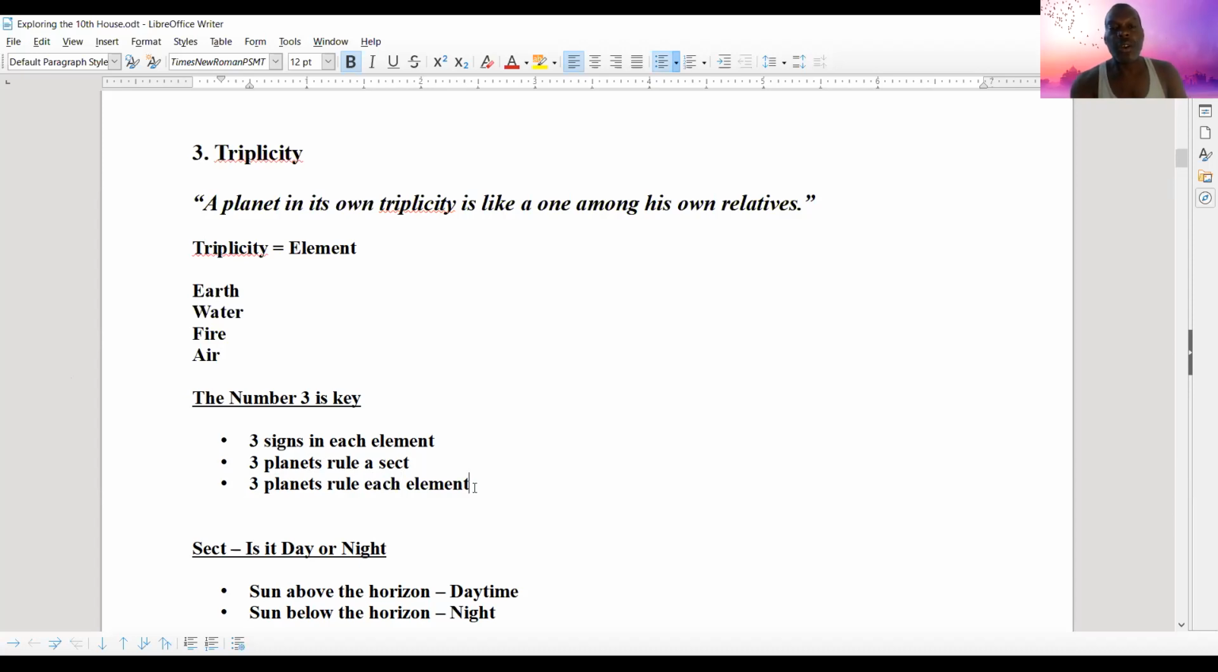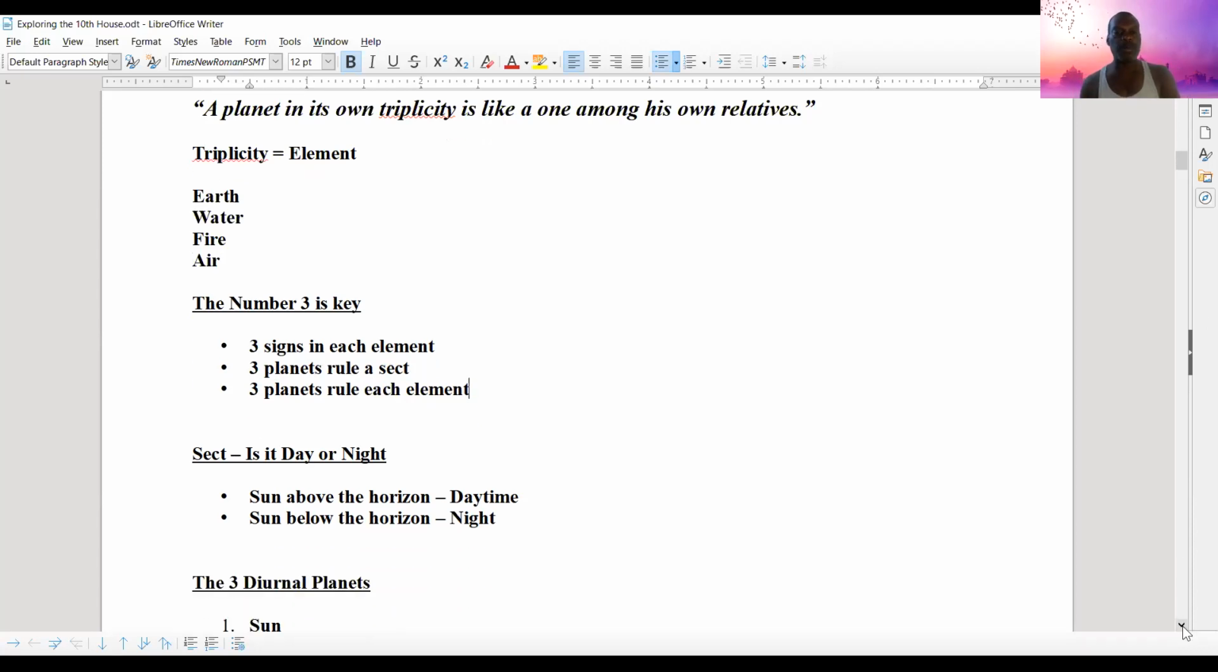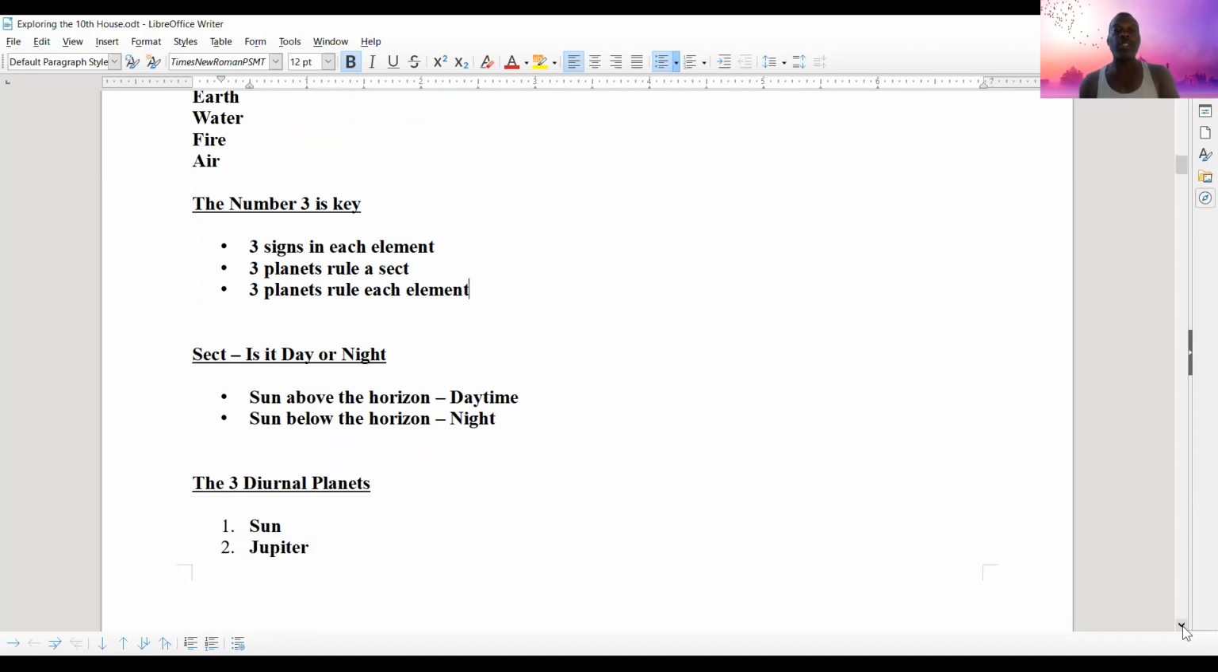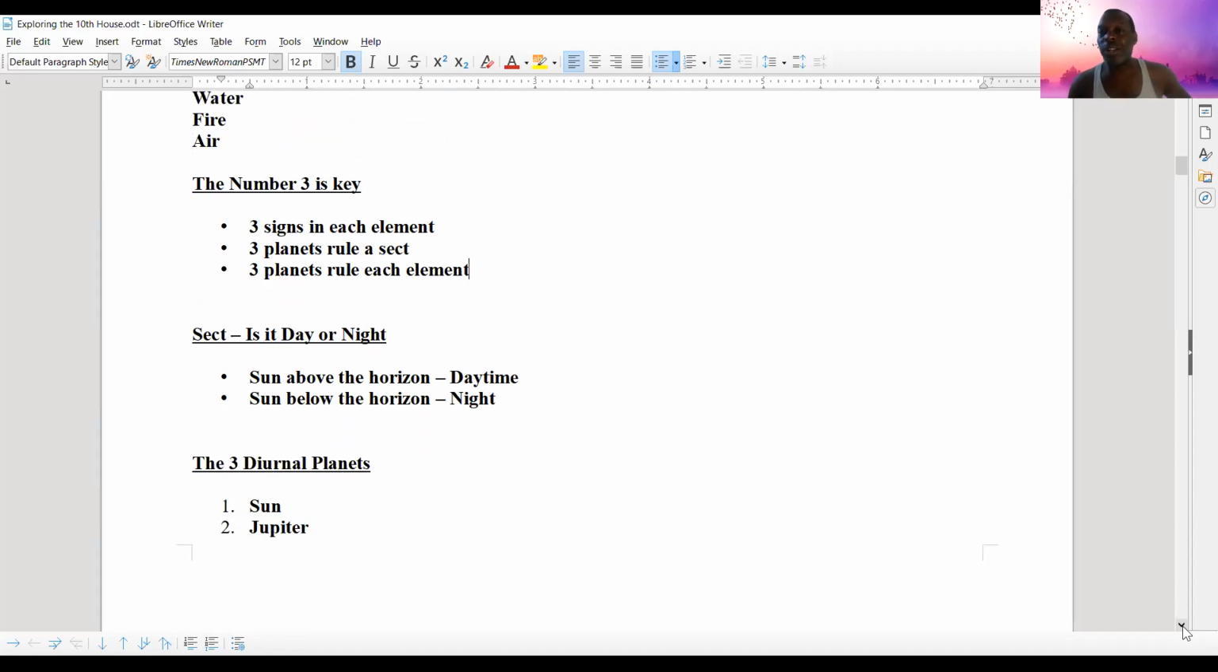All right, so let's talk sect for just a second. We have talked about it before, and almost everybody except our newest people should be on board with us around it. So is it day or night in your chart? Were you born in the daytime or at night? You can figure that out by knowing if the sun is above the horizon or below the horizon. The horizon is the line between the ascendant and the 7th house. If the sun is above the horizon, it's daytime. If the sun is below the horizon, it's nighttime, no matter what else is above. So the sun below the horizon is nighttime.